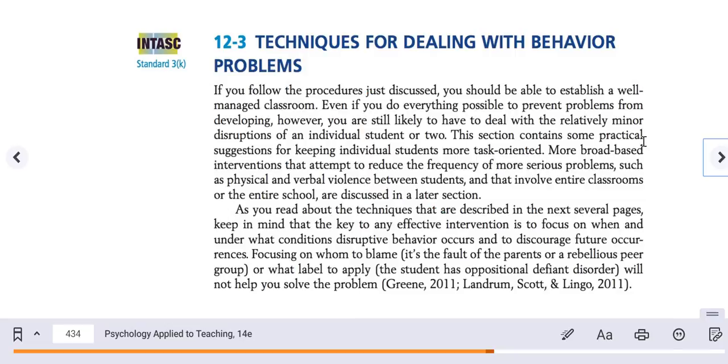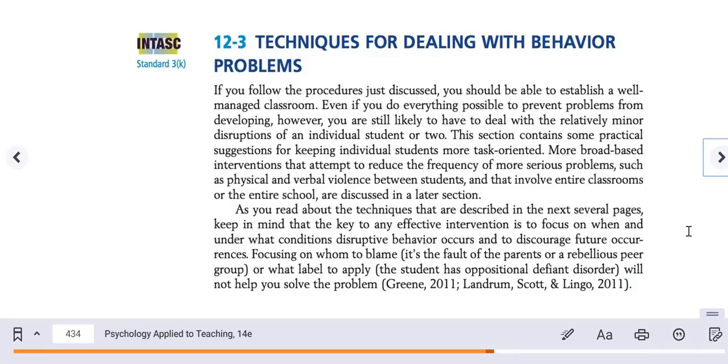Techniques for dealing with behavior problems. If you follow the procedures just discussed, you should be able to establish a well-managed classroom. Even if you do everything possible to prevent problems from developing, however, you are still likely to have to deal with the relatively minor disruptions of an individual student or two. This section contains some practical suggestions for keeping individual students more task-oriented.